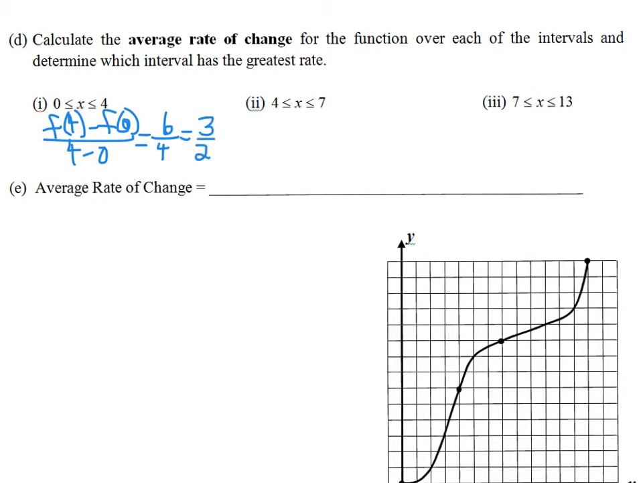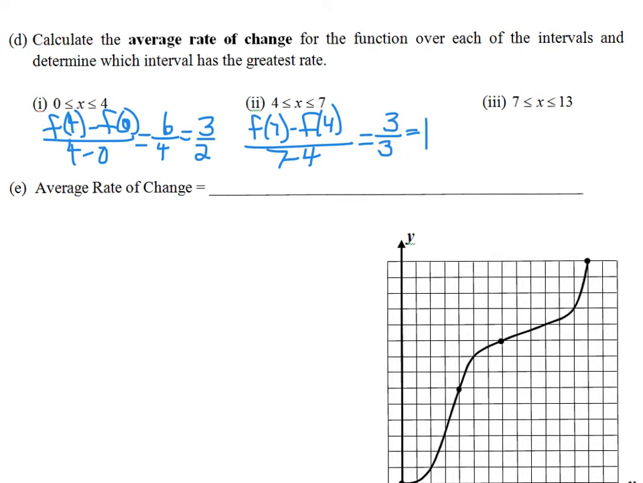Let's look at that same formula for average rate of change, this time from 4 to 7. So we're going to do f of 7 minus f of 4 over 7 minus 4. F of 7 minus f of 4 we calculated above to be 3. Our denominator 7 minus 4 is also 3, so 3 divided by 3 is equal to 1.